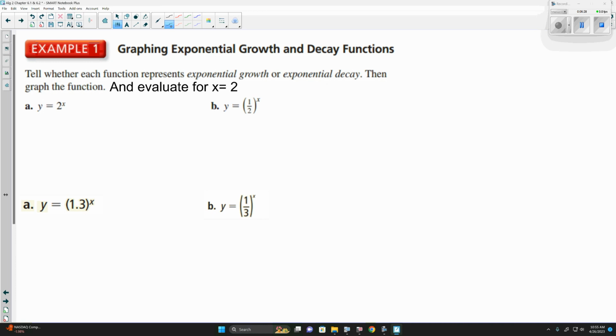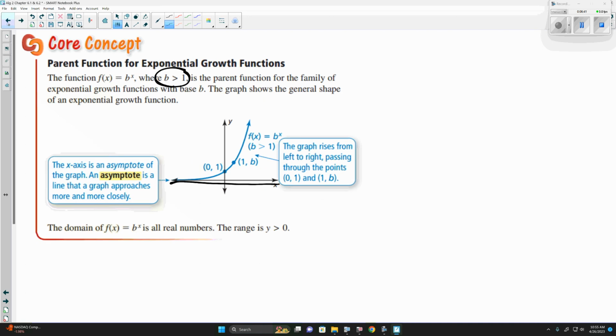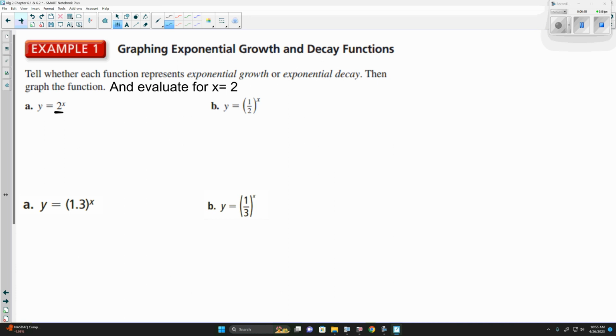Is the base greater than 1 or between 0 and 1? It is greater than 1, yes? Because the base is what? 2. So if it is between 0 and 1, it is what? If it's greater than 1, it is? So this here would be exponential growth. And then we need to evaluate it when x is 2.